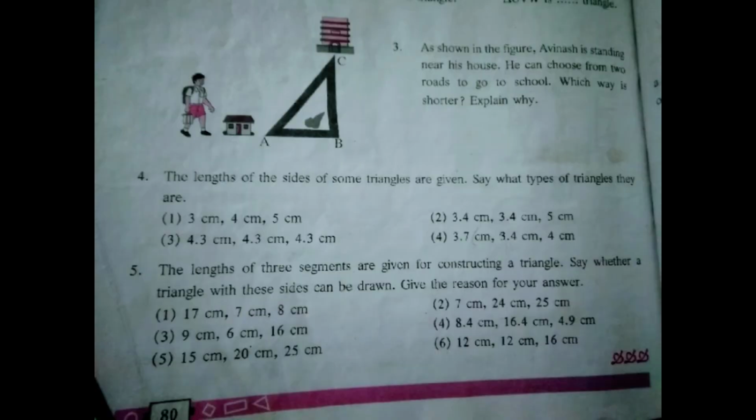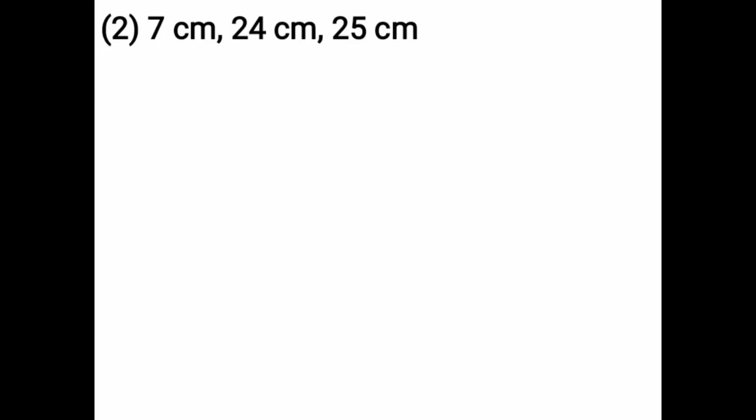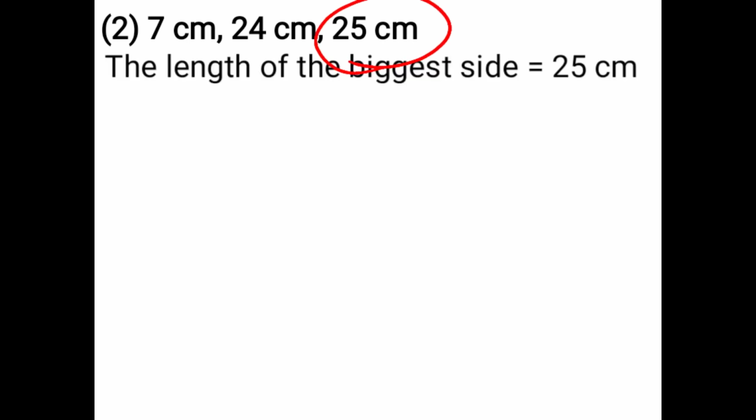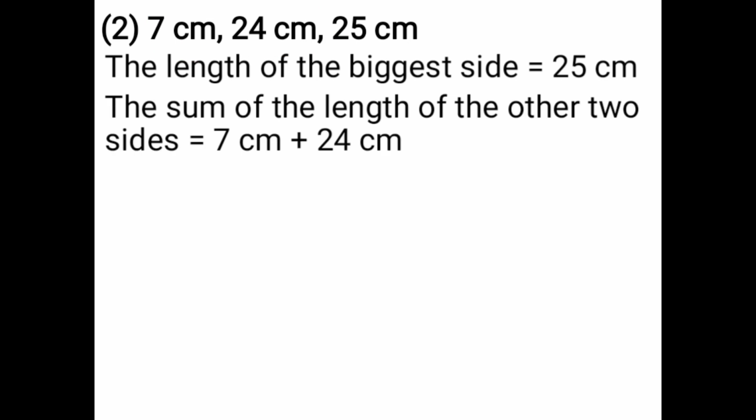We'll do the next one: 7 centimeter, 24 centimeter and 25 centimeter. Which is the longest side? 25 centimeter is the biggest side. Okay, so write the statement. The length of the biggest side is 25 centimeter. Now the two smaller sides are 7 centimeter and 24 centimeter. You have to take the sum. The sum of the length of the other two sides is 7 centimeter plus 24 centimeter. Add now. The answer is 31 centimeter.